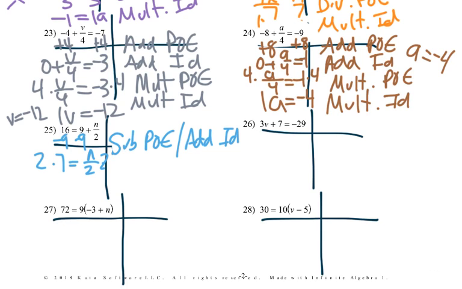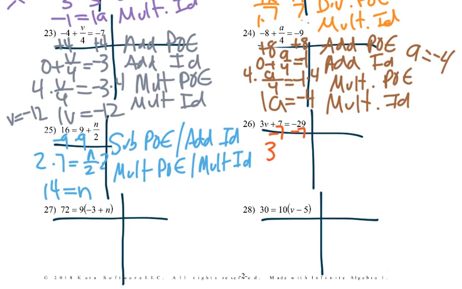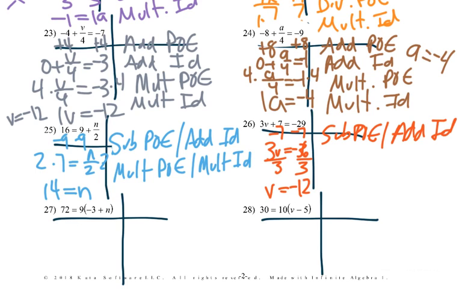Then times by 2, and I get 14 equals n, and I used the multiplication property of equality and the multiplicative identity to drop the 1. So, if we really want to, we can do that as long as we understand how those work. So, subtract by 7, I get 3v equals negative 36. Again, using subtraction property of equality and the addition identity to drop the 0. Divide by 3, giving me v equals negative 12. Using the division property of equality and the multiplication identity.